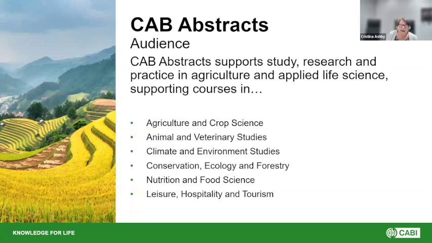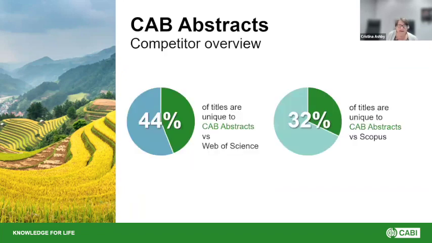And so CAB Abstracts supports study, research, and practice in agriculture and applied life sciences across agriculture and crop science, animal and veterinary science, climate and environment, conservation, ecology and forestry, nutrition and food science, and leisure, hospitality, and tourism.